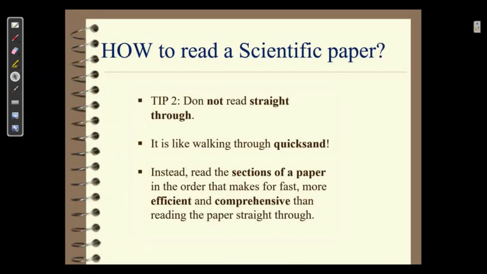Tip number two: if we have a scientific paper and I read it directly throughout all the pages, this is not a good idea. We should not go straight through, because as I wrote here, it is just like walking through quicksand. So instead we should focus on sections or parts of the paper, as I have shown before, so that it can make the reading efficient and comprehensive, and we should get the idea very quickly.